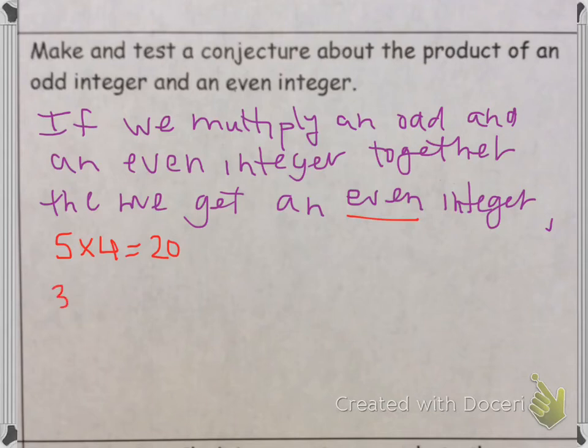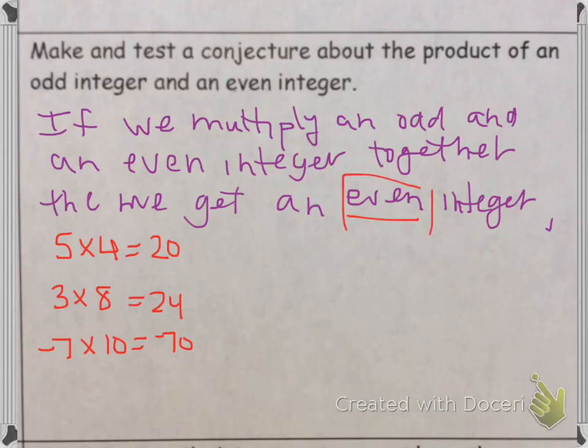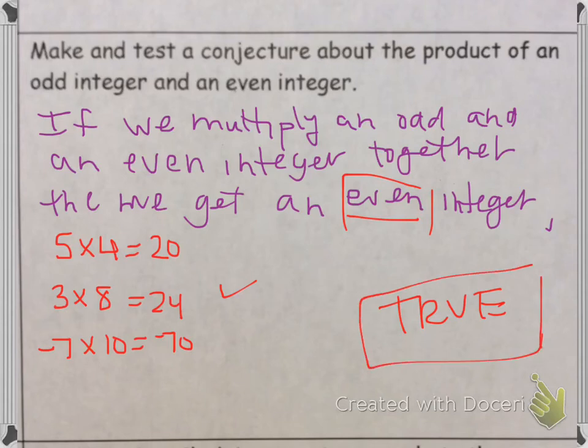Let's try a few more to make sure it works. An odd number like 3 times an even number like 8 gives me 24, which is again an even number. Let's try it again. Let's say we go negative 7, which is an odd number, times an even number like 10 equals negative 70, which is again an even number. So it looks like my conjecture is true. Sometimes your conjecture is false, and that's okay. If it ends up being false, you can just put that it was a false conjecture. Mine happens to be true, so I'm just going to say that I proved it, that my conjecture is true.